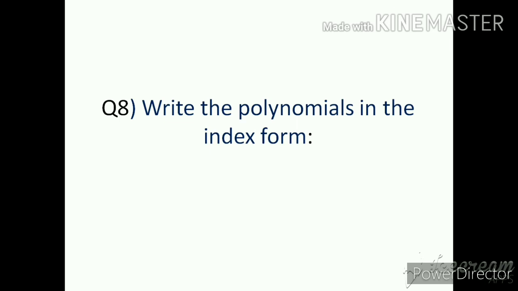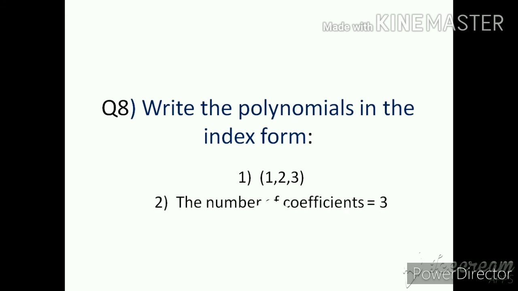Now, question number 8. Write the polynomials in the index form. Here, children, the coefficients are given and we have to write the index form. Question number 1. 1, 2, 3. Numbers are given. Here how many total numbers are there, children, in the bracket? 3 numbers are there. So we have to write the number of coefficients equal to 3.